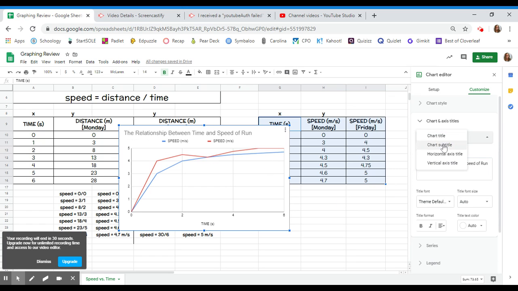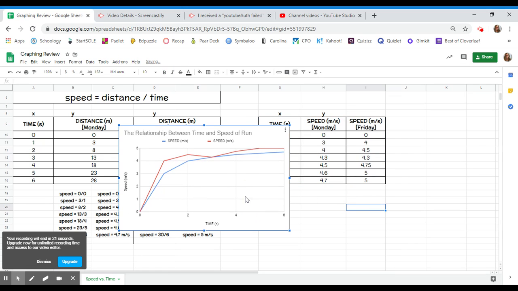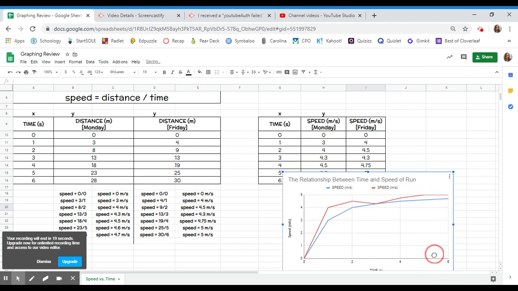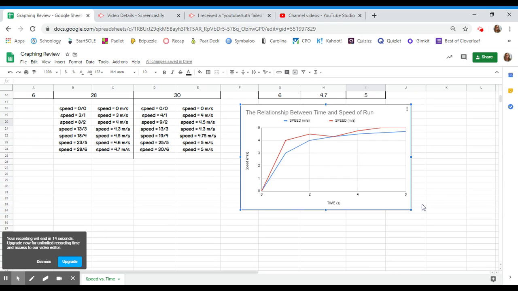Okay, and then again, we want to add that vertical axis title. And we will call that speed in meters per second. All right, and there is your chart. We'll just move this out of the way so we can see all of our other data. Let me know if you guys have any other questions.